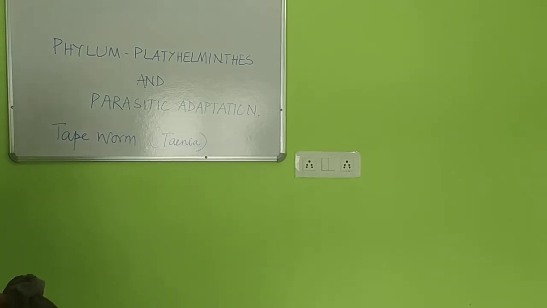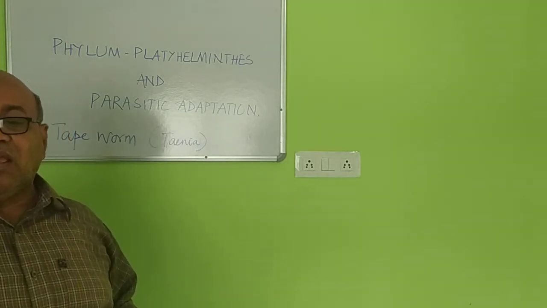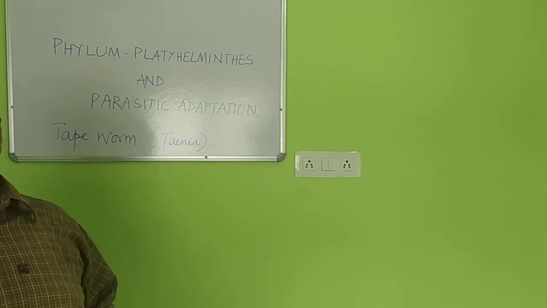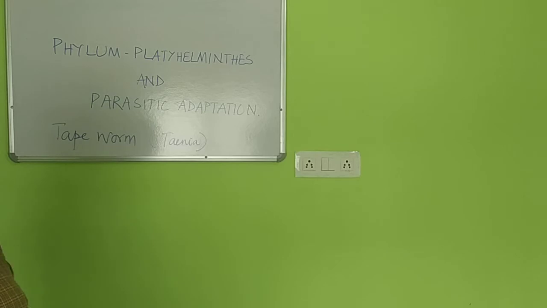Then you know the phylum Platyhelminthes and their characters, and you also know what a parasite means, and parasitic adaptation. Generally, organisms that remain within a host for their nutrition and other activities are called parasites. And the adaptation which occurs in them is called parasitic adaptation. The best example is your liver fluke, L-I-V-E-R, F-L-U-K-E, which is called Fasciola hepatica. First of all, I shall explain the parasitic adaptation of Fasciola to you.